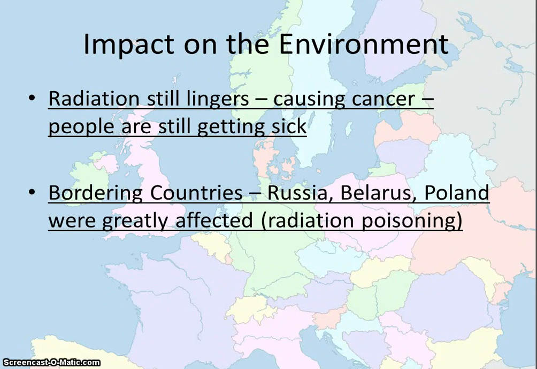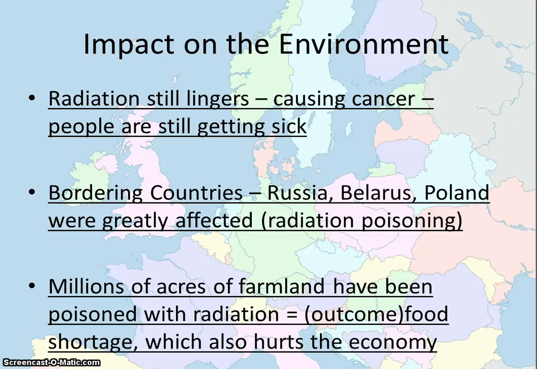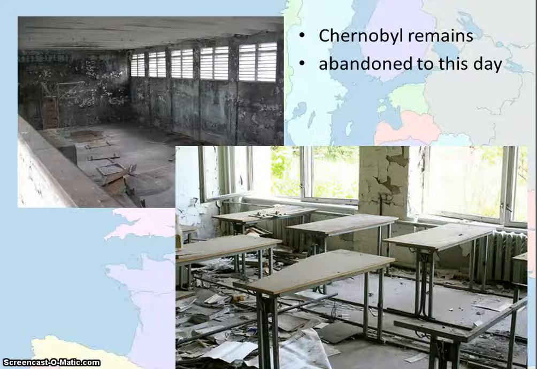Bordering countries, Russia, Belarus, Poland, were greatly affected, and again, they detected radiation all the way up into the northern country of Sweden. Millions of acres of farmland have been poisoned with the radiation. The bottom line is that it affected the food source, and it caused food shortages, which those countries had to import. They couldn't farm on that land or that topsoil that had become contaminated, and they needed to import their food, which was a major cost for those countries.